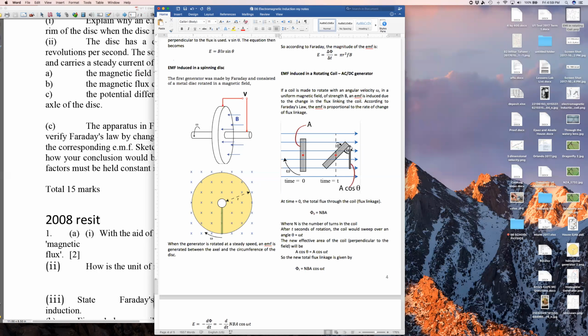Are we good with A cos theta? This is A, the area of the coil, and this is the part of it perpendicular. So that would be A cos theta. Yes? It's basic vectors. The adjacent side will be built on the cos. The opposite side will be the sine. We don't want the opposite side.